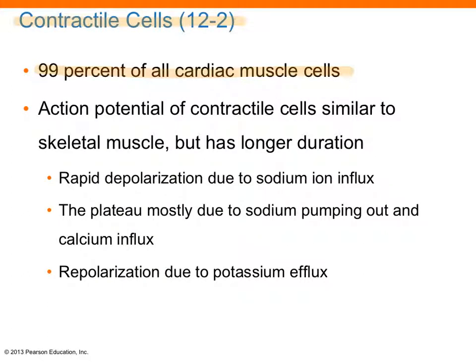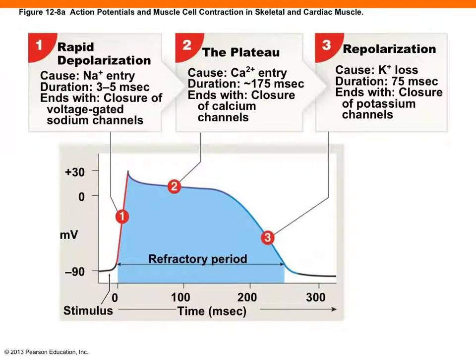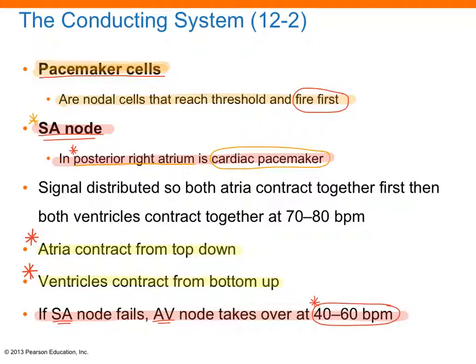99% of all cardiac muscle cells are contractile cells. This chart illustrates the depolarization, plateau, and repolarization of the heart muscle contracting. There's an electrical system called a conducting system. There are pacemaker cells, and there are nodal cells that reach threshold and fire first. There's a pacemaker called the SA node. It's in the posterior right atrium, and it's the cardiac pacemaker. The atria contract from the top down, and the ventricles contract from the bottom up. If the SA node fails, the AV node takes over at about 40 to 60 beats per minute.